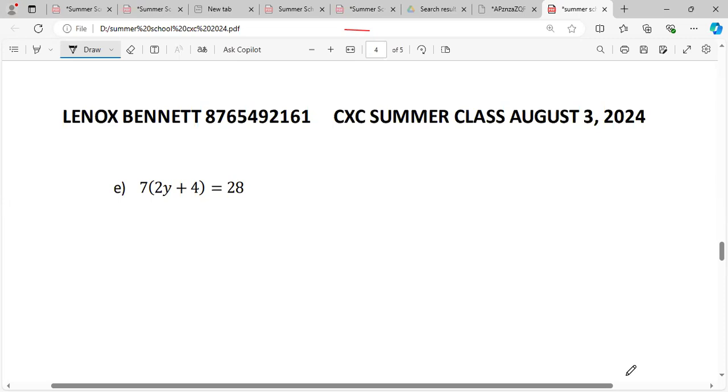Alright guys, let's go through this one. So we have 7 times 2, which is 14, so 14y. 7 times 4 is 28, and that must equal 28. So now we have plus 28, so we subtract.